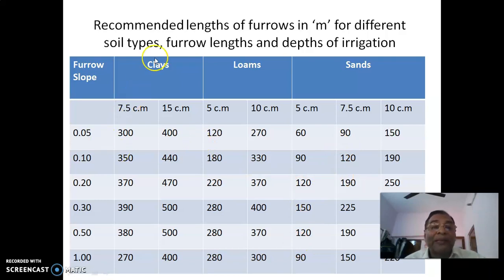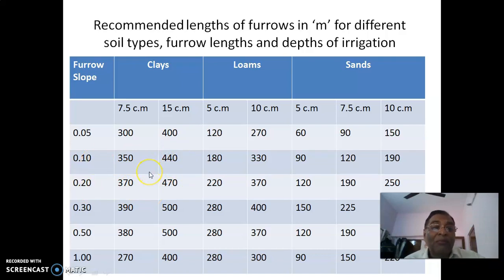So let us take the clays, then loams, and then sands. The clays' furrow lengths are maximum, whereas sands' furrow lengths are minimum. That means more percolation is there in the sands. That is why furrow lengths are minimum. Similarly, in the case of clays, less percolation is there, so furrow lengths are maximum for a given situation.